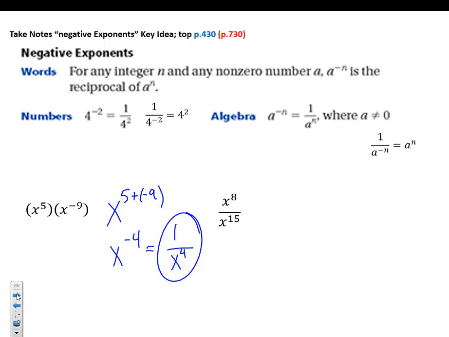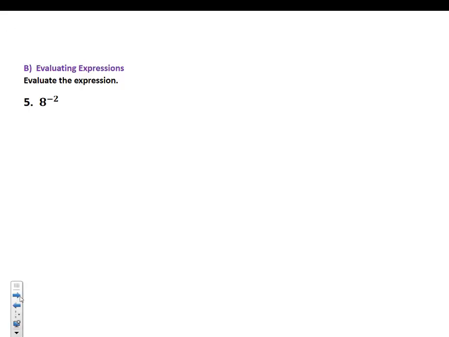And the same thing if we're dividing x to the 8th divided by x to the 15th. Well, that would equal x to the 8 minus 15, using our rules for dividing powers with the same base. This would equal x to the negative 7th. We take the reciprocal, 1 over x, and make that exponent positive, 1 over x to the 7th. Let's do a couple examples here. We have 8 to the negative 2, and we're going to just go with this rule. Write answer as a power.